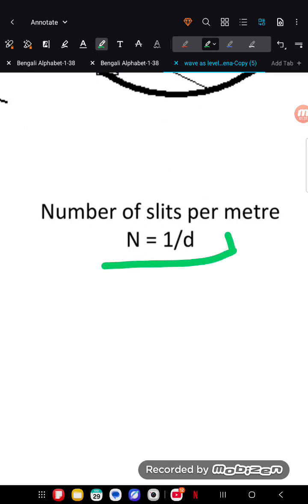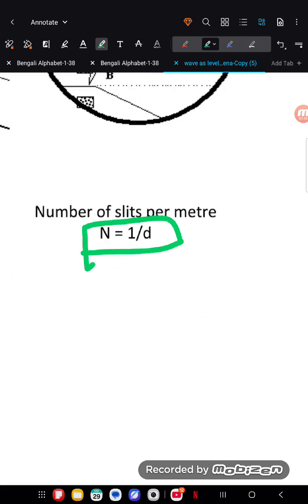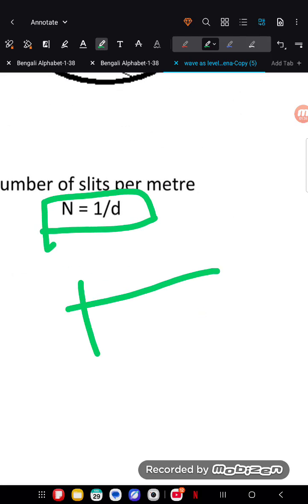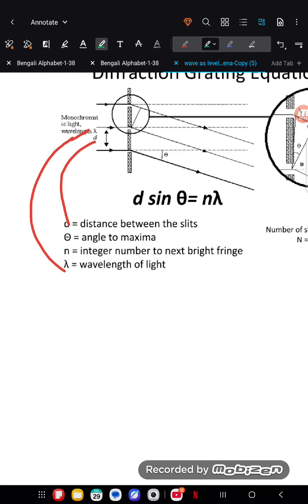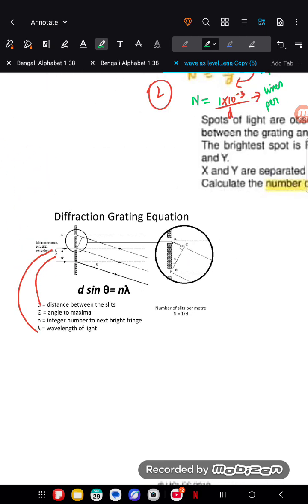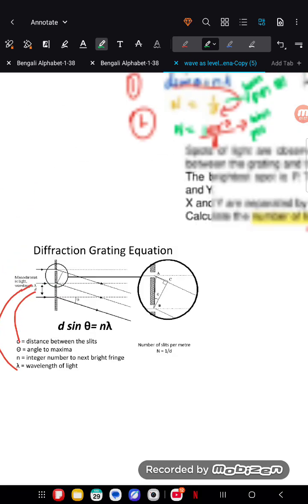And this formula is also important, N equals 1 by d. N is the number of slits per meter. In 1 meter, how many slits are there? These two formulas are very important. First you should know the formula: what d means, what theta means, what n means. And the wavelength they will obviously give, or sometimes they will ask you to find it.